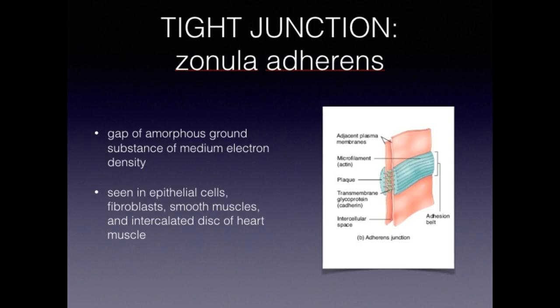These junctions are found in epithelial cells, which we'll be talking about a lot, fibroblasts, which also contribute to our lesson, and smooth muscles, as well as the heart muscle. Tight junctions are made up of both the zonula occludens and zonula adherens. So it's a combination of those two things that are called a tight junction.